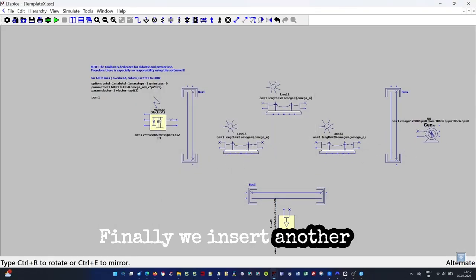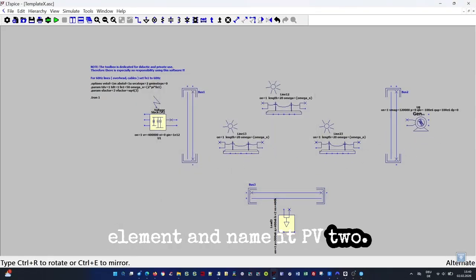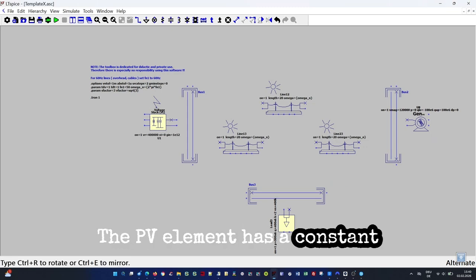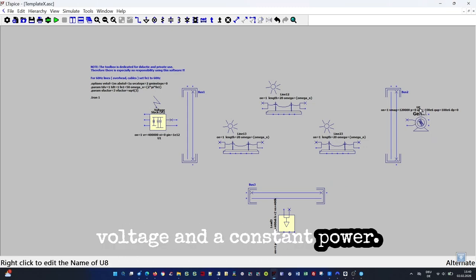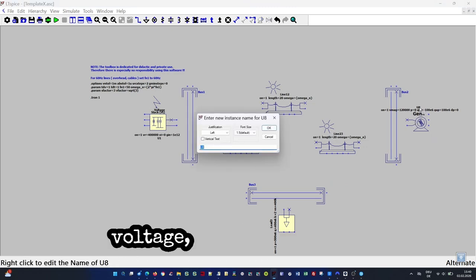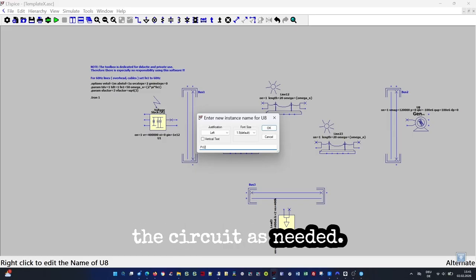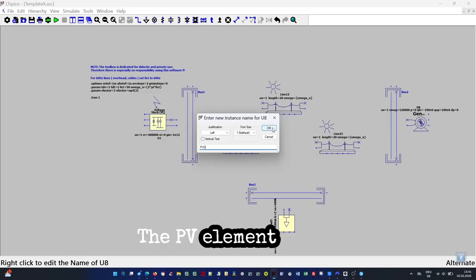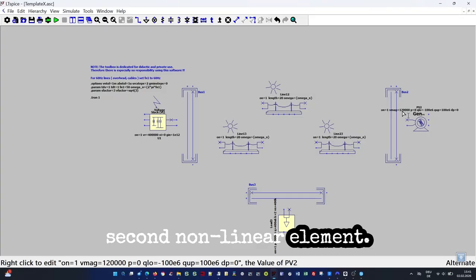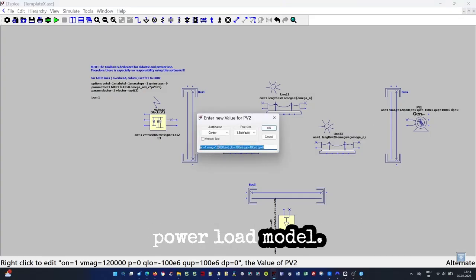Finally, we insert another PV element and name it PV2. The PV element has a constant voltage and a constant power. To achieve the constant voltage, reactive power is added to or removed from the circuit as needed. The PV element is the second nonlinear element after the constant power load model.